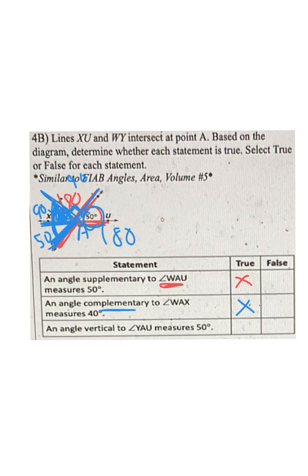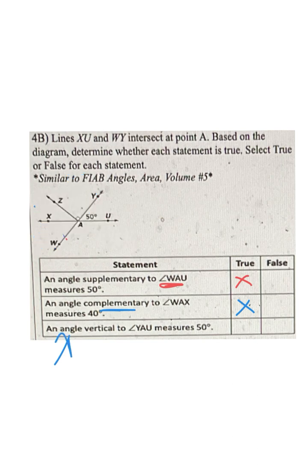It says an angle vertical to angle YAU measures 50 degrees. I'm going to erase what I wrote so far because we can't see the letters anymore, and then we'll do the last one right here. All right, so angle YAU. It says an angle vertical to angle YAU measures 50 degrees. And that is true because vertical angles are equal in measure. So if this is 50, then the vertical angle right there would also have to be 50. So that one is true.